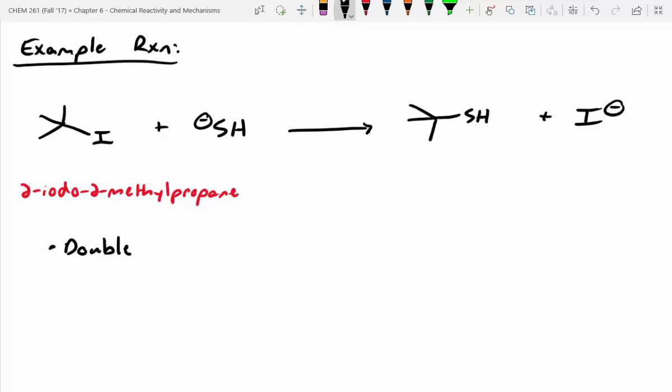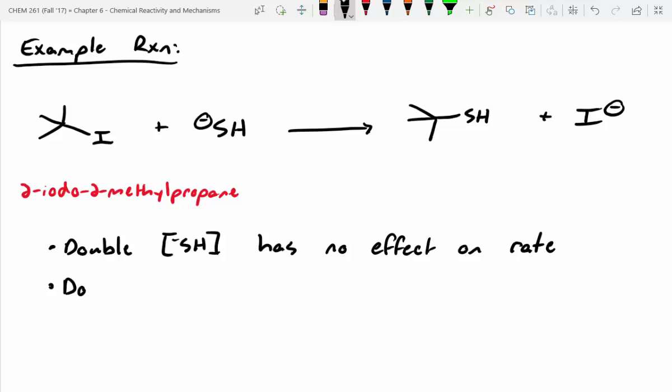First thing the scientist did was double the concentration of the sulfur compound. But this has no effect. All right. The next test that this chemist did was double the concentration of the other one. So I'll just write the other reagent in here. And the rate doubles.